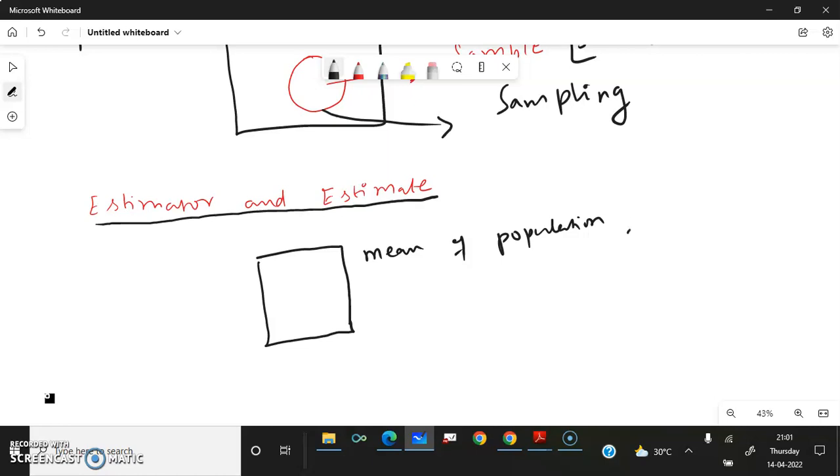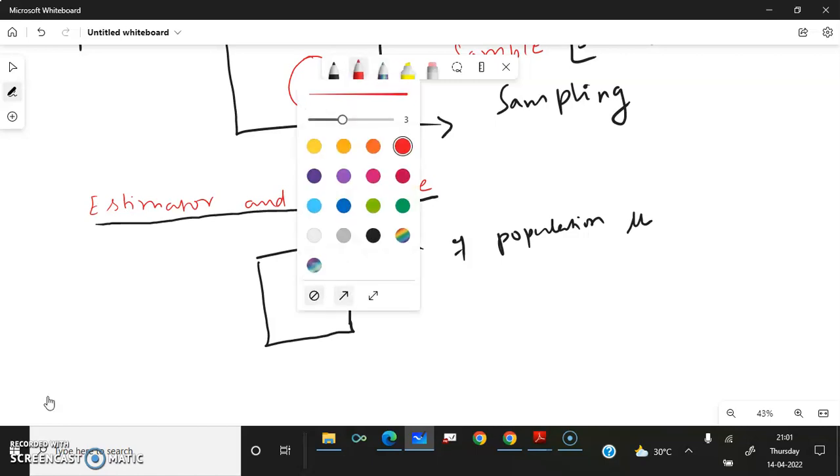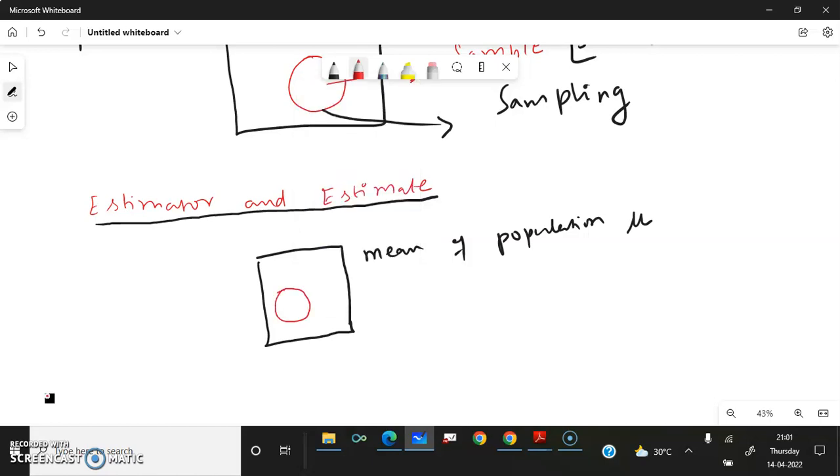Which is denoted by mu. As I told you before, it is difficult to study about the whole population, right? So we have to take some sample. This is the sample and this is our population, which is a universal set.